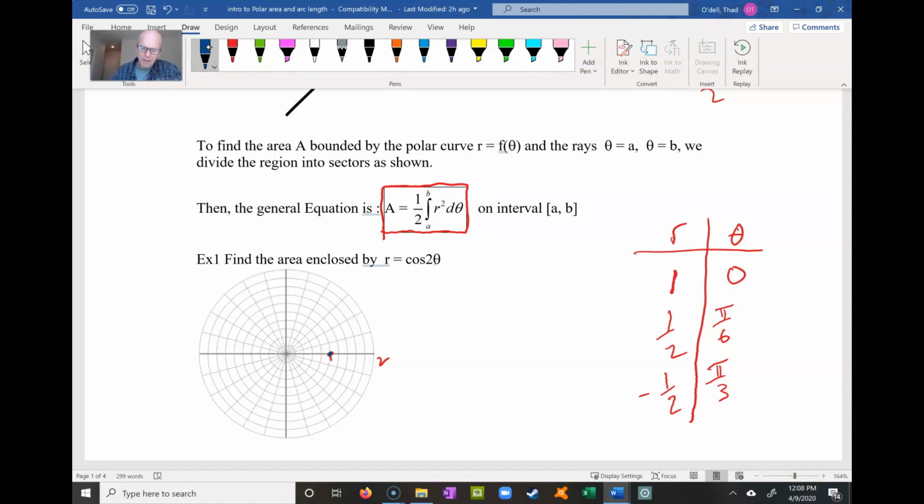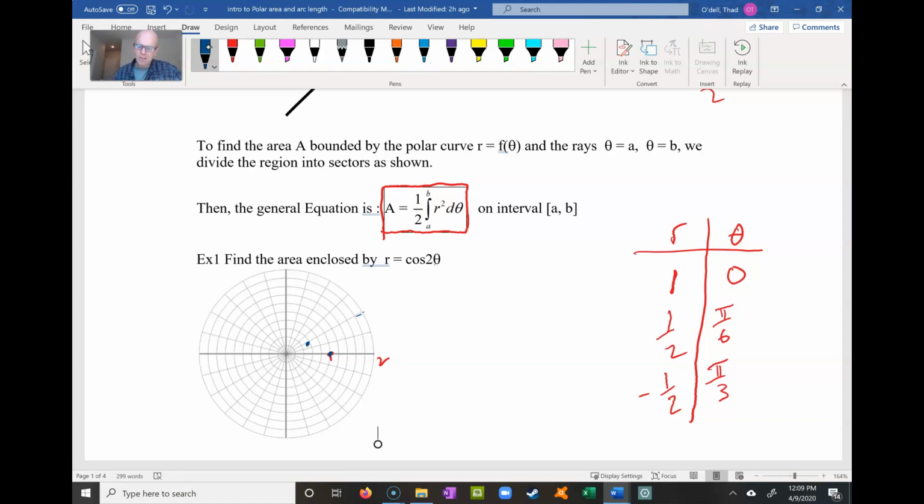When I plug in pi over 6, which we know is along this line here, right? That's the angle I'm facing. So I'm facing pi over 6. I get out 1/2. So I'm going to go out this thing. So that would be out 1, 2, 1/2. So I'm right there.